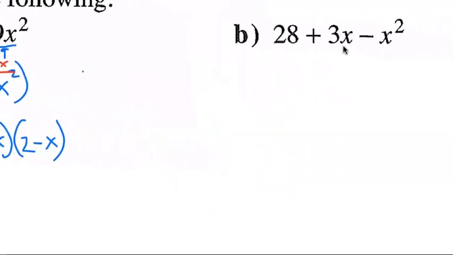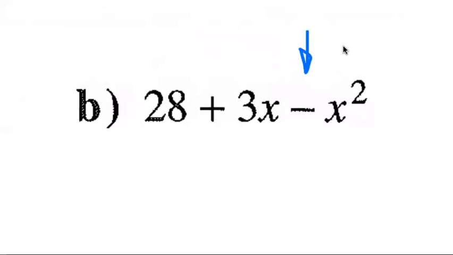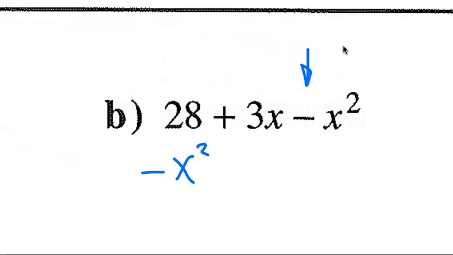Okay. So 28 plus 3x minus x squared, there is no greatest common factor. But this negative way down over here is in the opposite end of the question from where we normally do it, right? So I'm going to rearrange this first. I'm going to say, well, I don't like looking at that because it's backwards. So I'm going to say negative x squared plus 3x plus 28.